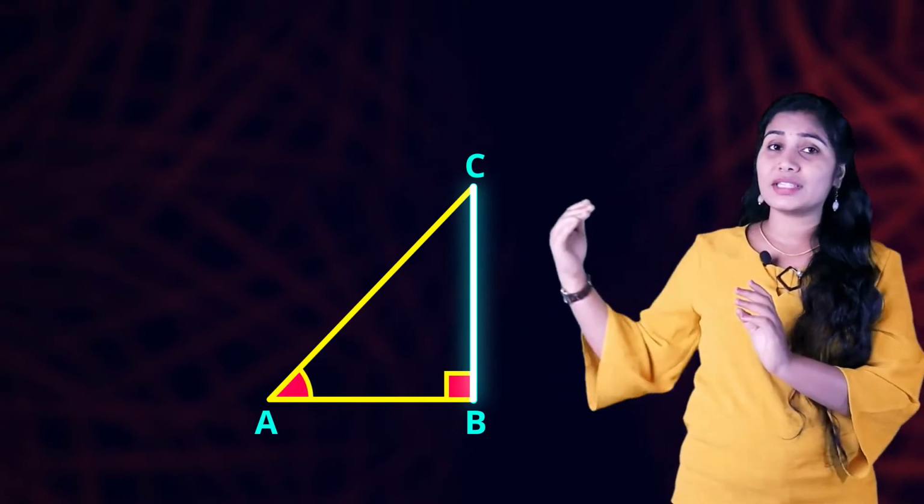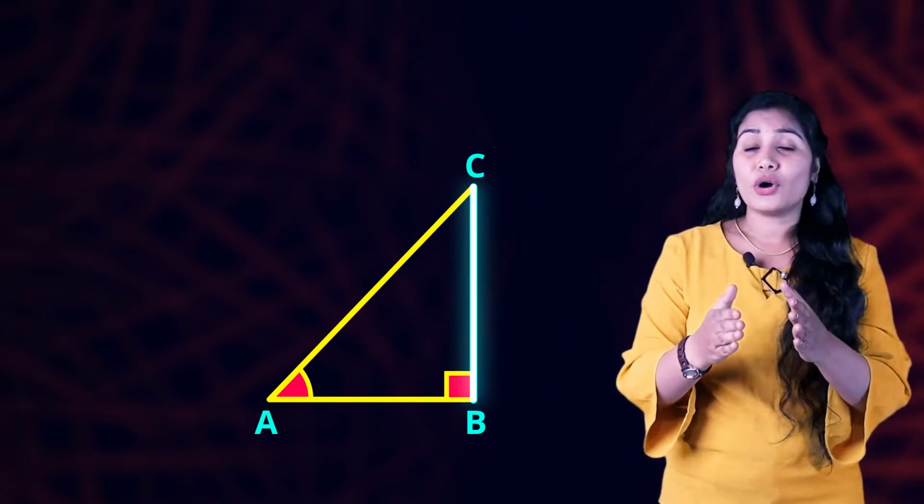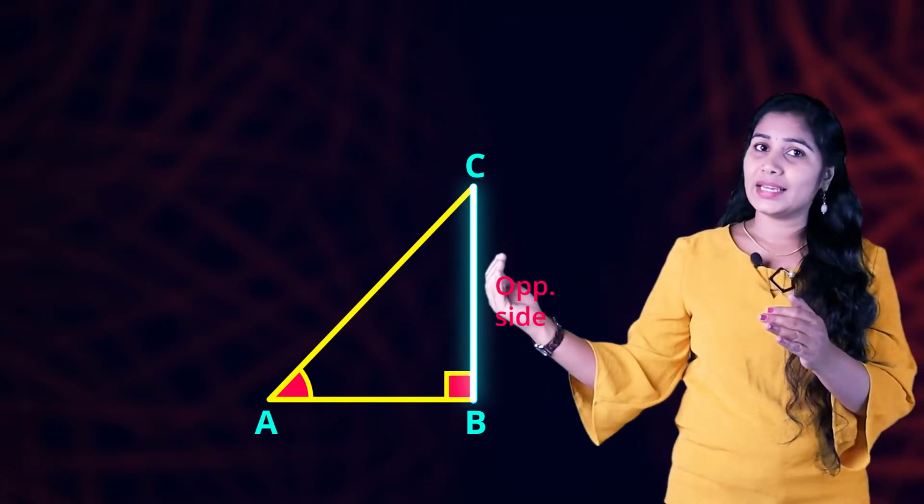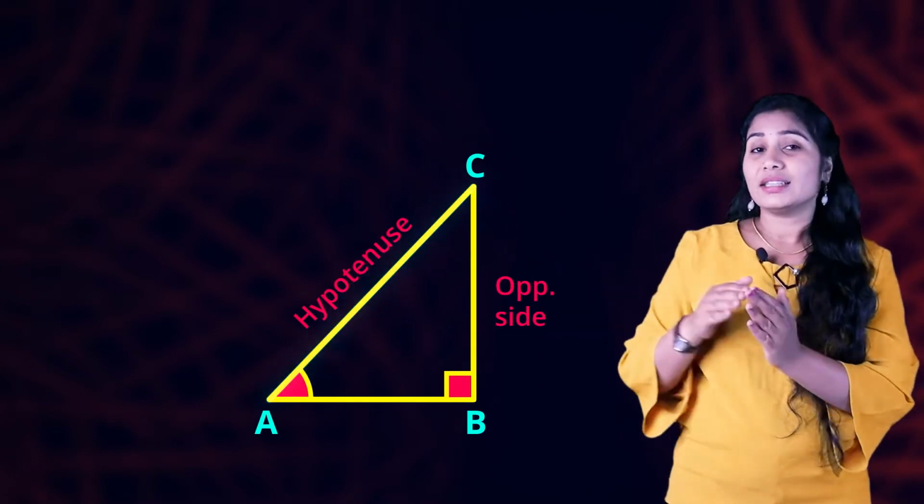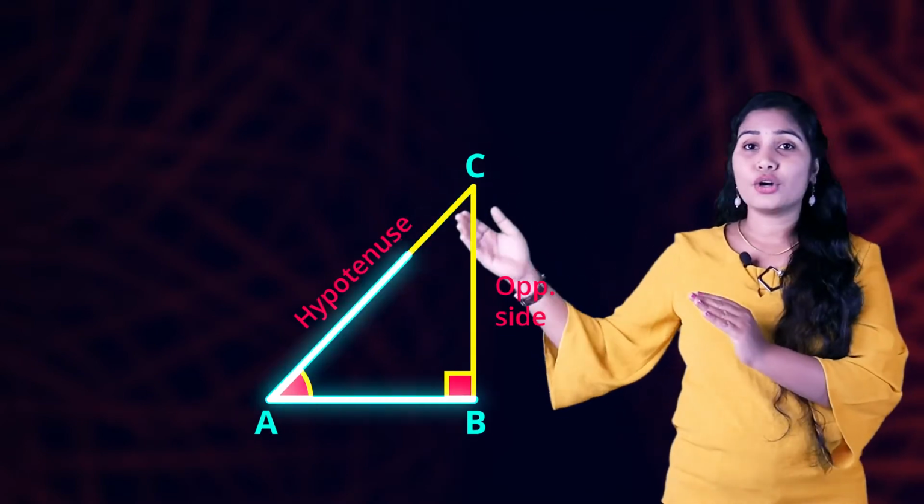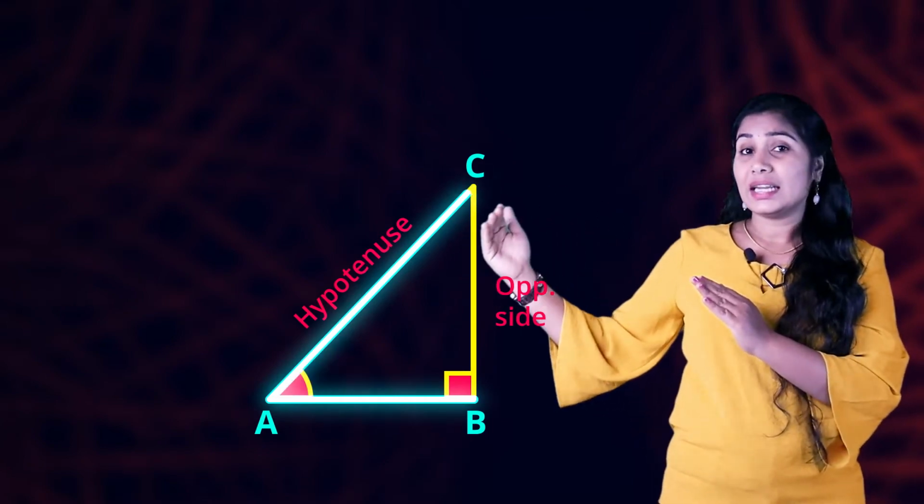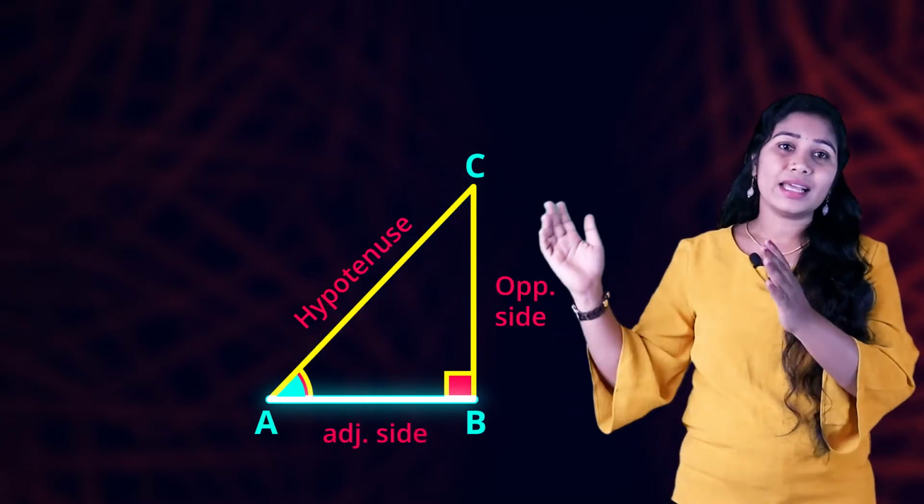This BC faces angle A. We call it the side opposite to angle A. Here, AC is the hypotenuse of the right triangle and the side AB is part of this angle A. So, we call it the side adjacent to this angle A.